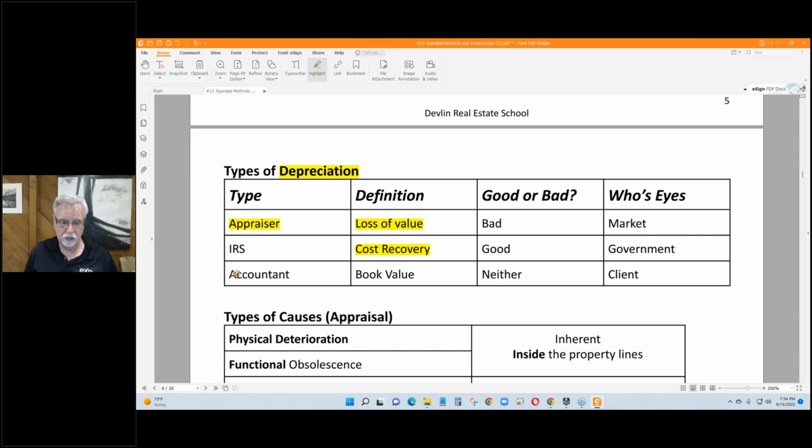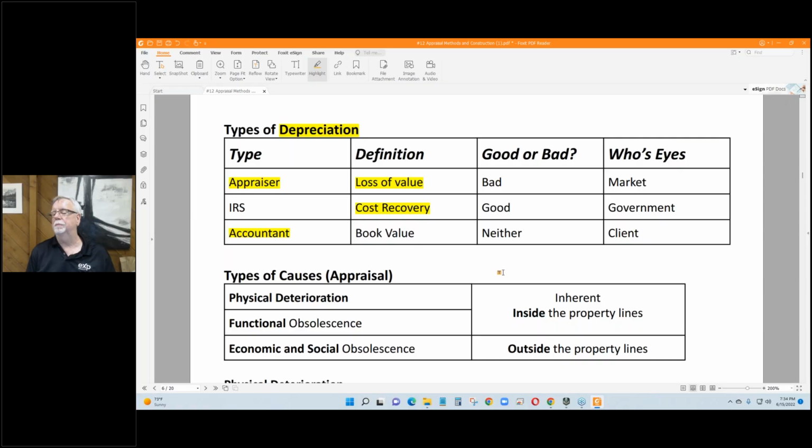Now, less so is the accountant. The accountant uses the phrase book value, which is neither good nor bad. Right? They're accountants. If you have a business and you buy a $100,000 truck and you're going to use it for 10 years, you would maybe allocate the $100,000 over the 10 years that you're going to use the truck. That's not good necessarily. It's not bad. It's just the way of doing business.